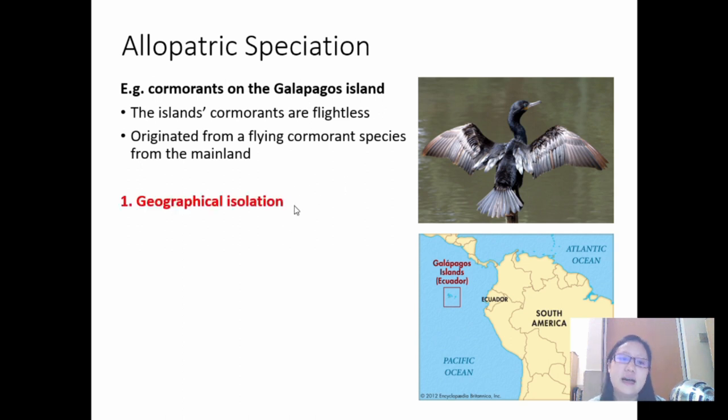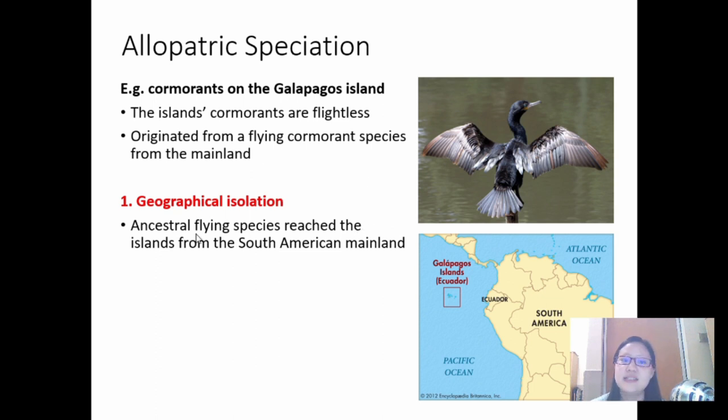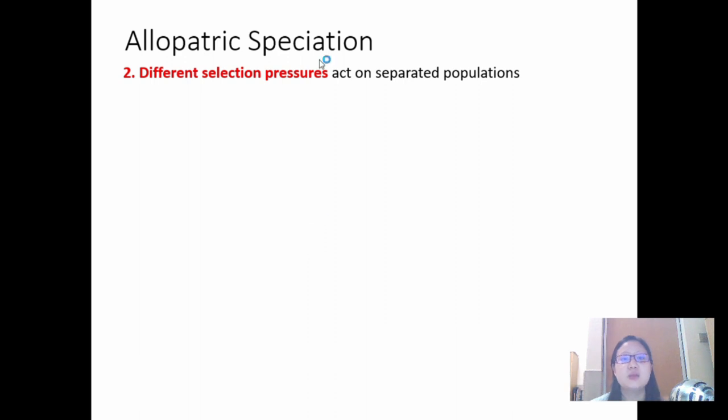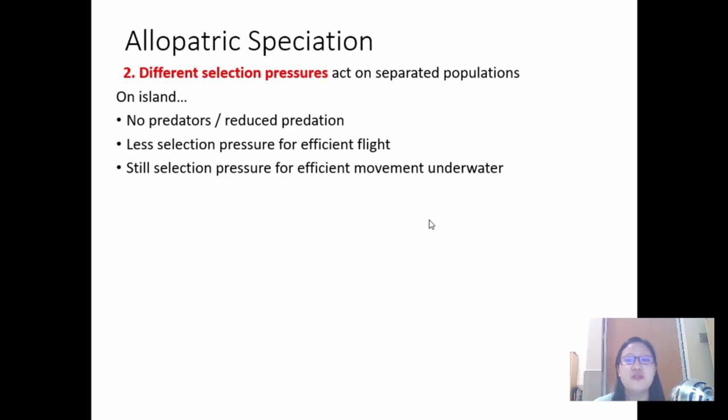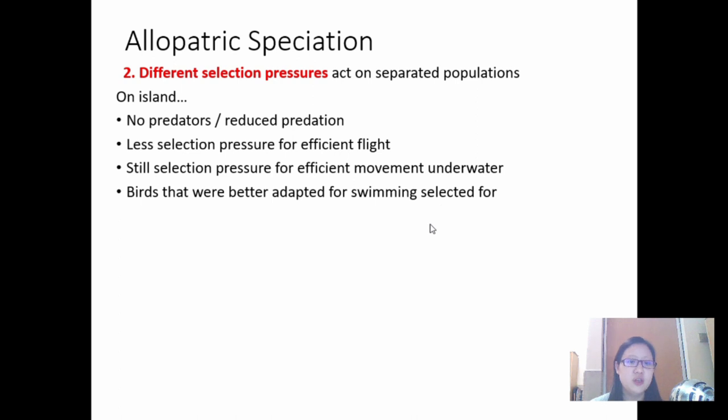And why is that? Geographical isolation. This is isolation because of the sea, because of the island. Somehow that ancestral flying species reached those islands from the mainland, resulting in no gene flow between those two populations. And then different selection pressures acted on the separate populations. So what kind of selection pressures here? On the island, there are no predators. So there's reduced predation, and less selection pressure for efficient flight because you don't need to fly away from predators. There's still selection pressure for efficient movement underwater. So the selection pressure for efficient flight has reduced, and instead the birds that were better adapted for swimming are selected for, whereas for flight it doesn't really matter anymore.